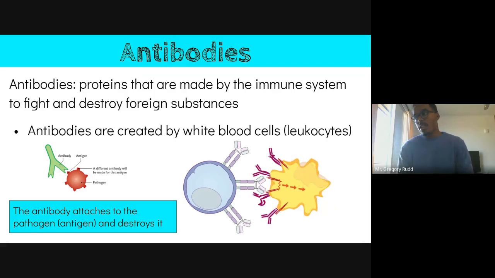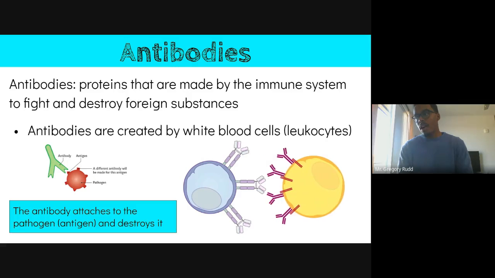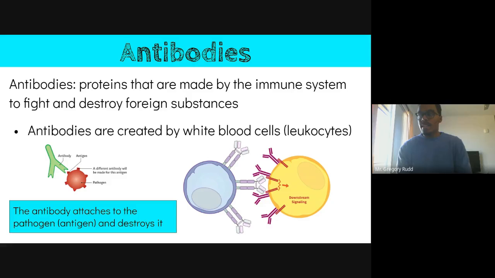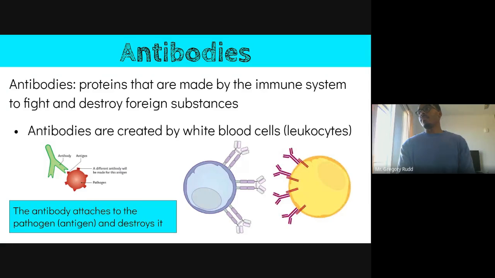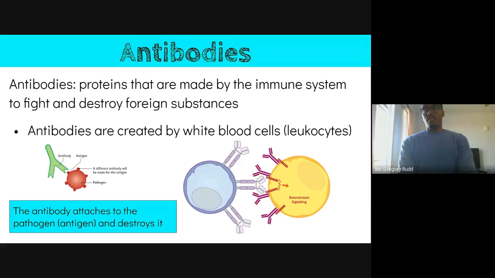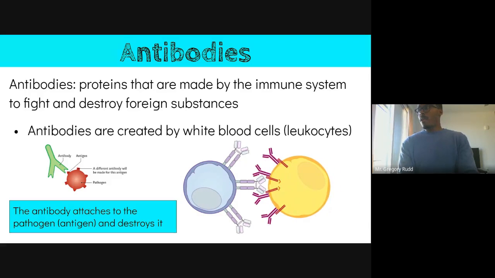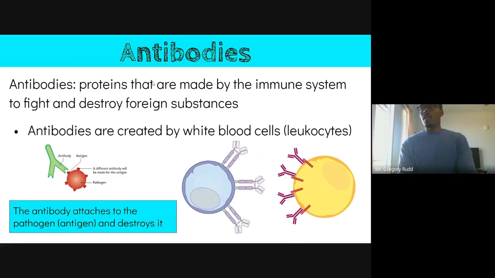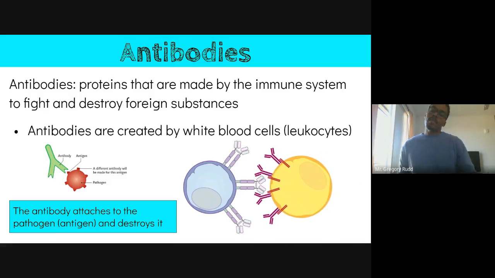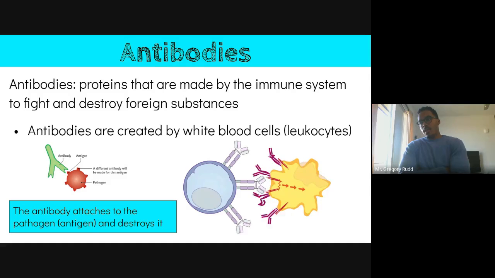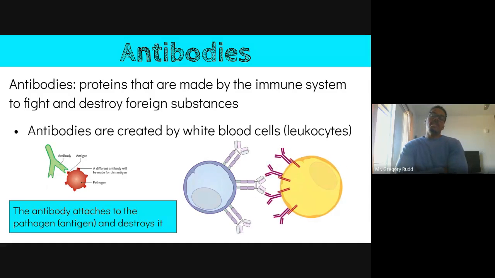So your white blood cells are more scientifically known as leukocytes. Leuko is a prefix that comes from a Greek word for white. So leuko means white, cyte means cells. This is how we get it, white cell, white blood cell.